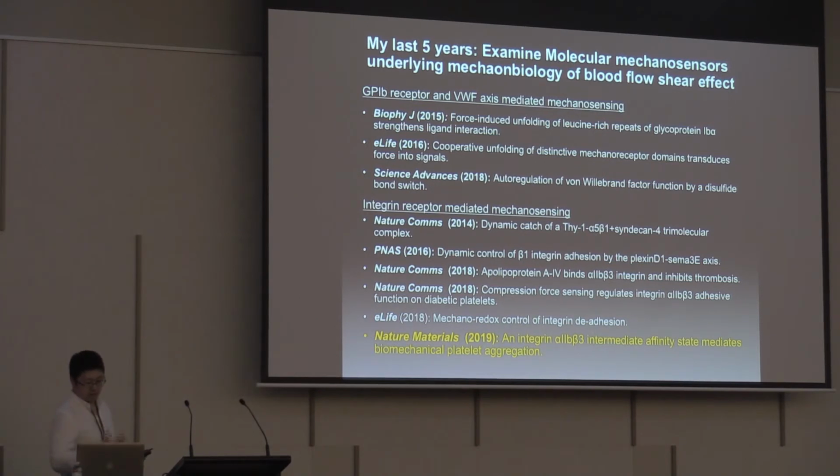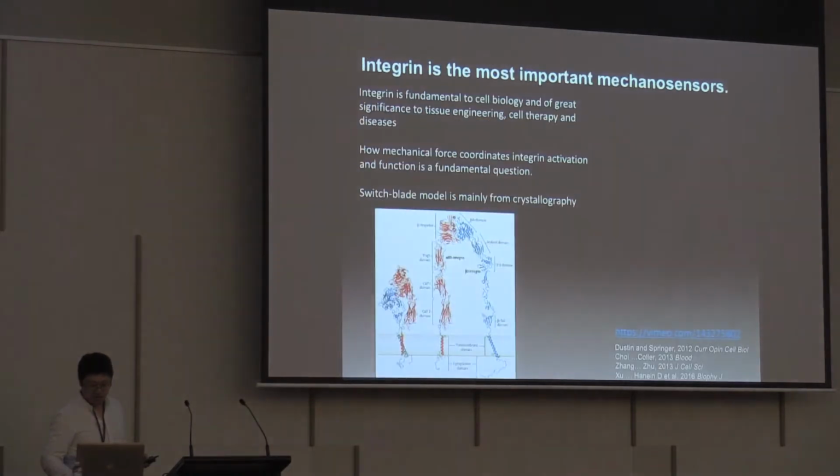And this is my work for the last 5 years, to really understand the molecular mechanosensors underlying the mechanobiology of the disturbed blood shear effect. I looked at GPIb, and recently I have focused more on integrin-mediated mechanosensing. Today I'm going to mostly talk about the recent paper just accepted by Nature Materials, about new mechanisms from integrin alpha IIb beta 3 mechanosensing.